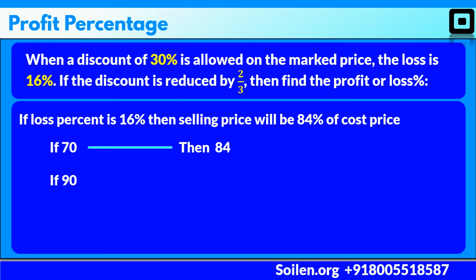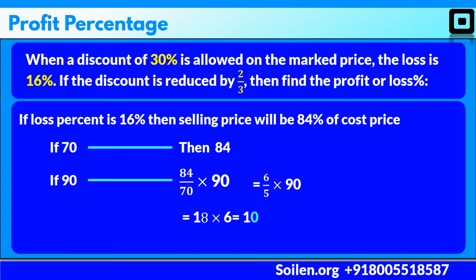If selling price is 90, then 84 over 70 multiplied by 90, 84 and 70 divided by the common factor 14. It gives 6 over 5 times 90, 90 divided by 5. And finally 18 times 6 equals 108.